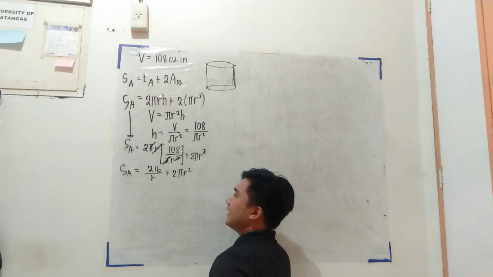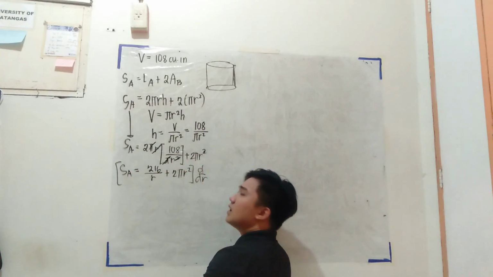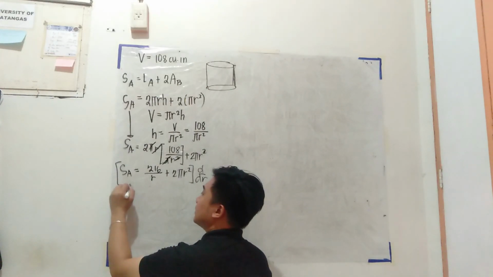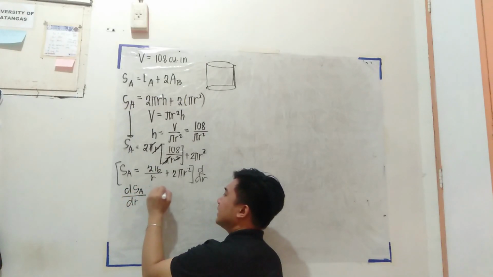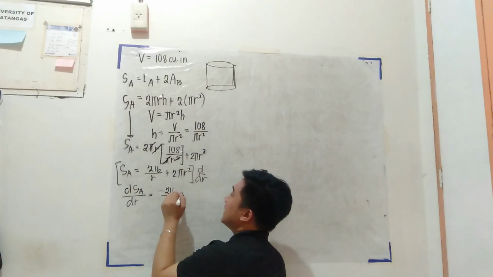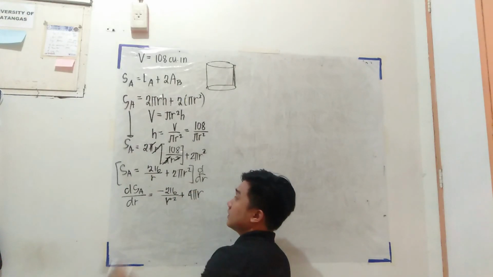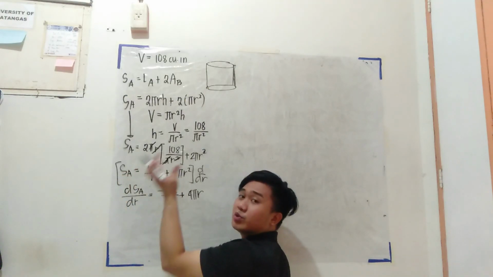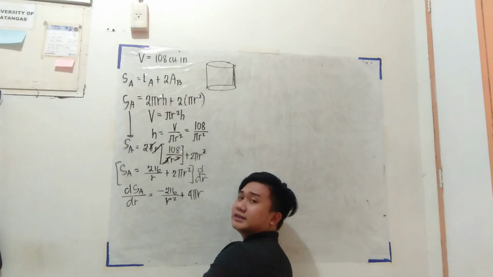Okay? And then, we could start differentiating both sides with respect to r. Hindi po x, kasi r yung ating ginamit ngayon na variable eh. So, derivative of surface area with respect to r is equal to negative 216 over r squared plus 4 pi r. Okay? Kung nalito kayo kung paano dinifferentiate ko to, ibukod nyo po. Alam ko lang na ganyan yung magiging derivative niya.